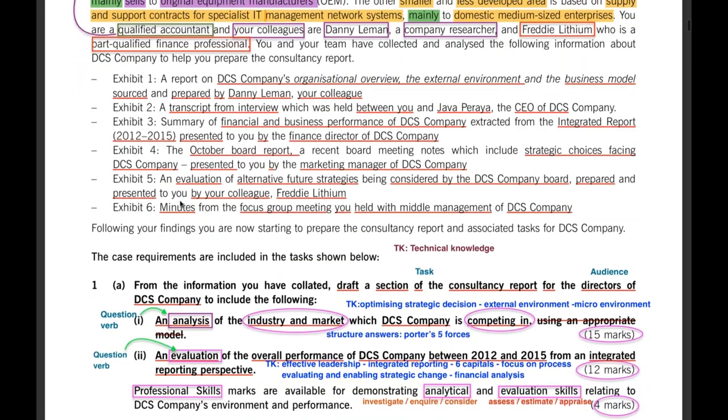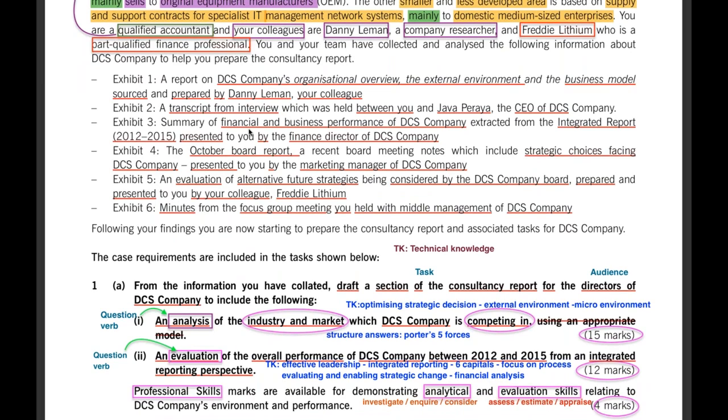Exhibit 3 is a summary of financial and business performance of DCS company, extracted from the integrated report from 2012 to 2015, presented to you by the finance director of DCS.